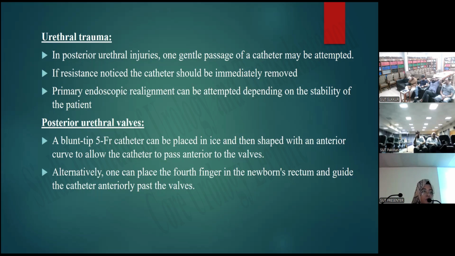But in cases of posterior urethral valves, the babies who are born with posterior urethral valves should be immediately catheterized per urethral. In that case, you can use a blunt tip 5 French catheter placed in the eyes. Then you curve it anteriorly to allow its easy passage from the anterior to the posterior urethral valves. Alternatively, the clinician can place the fourth finger in the newborn's rectum and guide the catheter anteriorly to pass the valves. And if both of these are unsuccessful, then SP catheterization should be done.